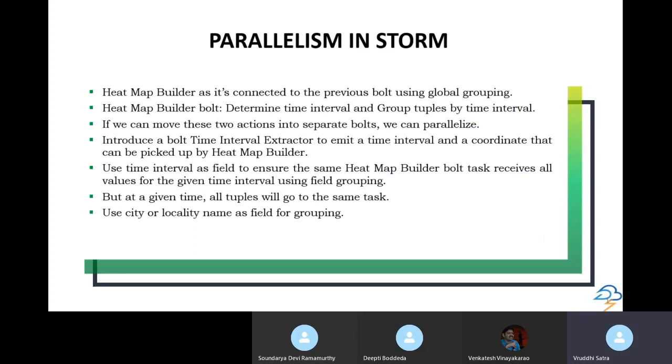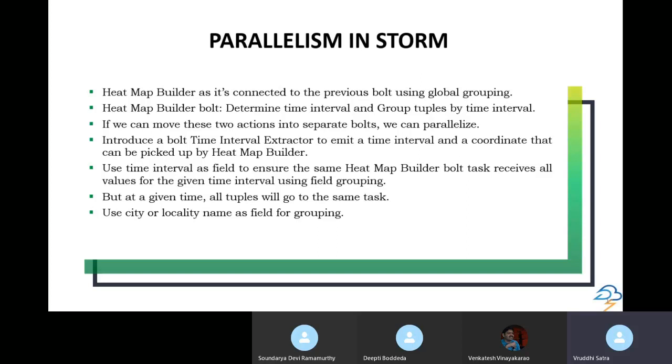Next, we have parallelized check-ins and the geocode lookup, but the heat map builder uses global grouping. So how does it make sense to parallelize that? Right now the heat map builder is doing two jobs: extracting the time interval into which a given tuple will fall, and then grouping the tuples by time interval. So what if we separate these two actions into two separate goals, then we can get closer to our goal of parallelizing. We can introduce a bolt called time interval extractor to emit a time interval and a coordinate that can be later picked up by the heat map builder.